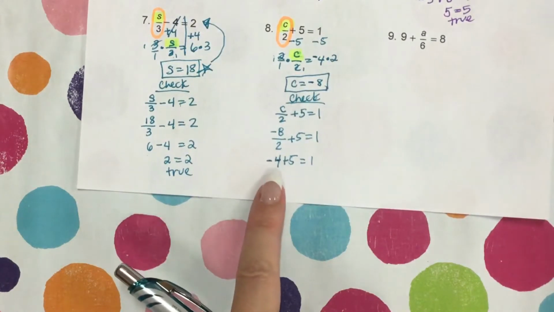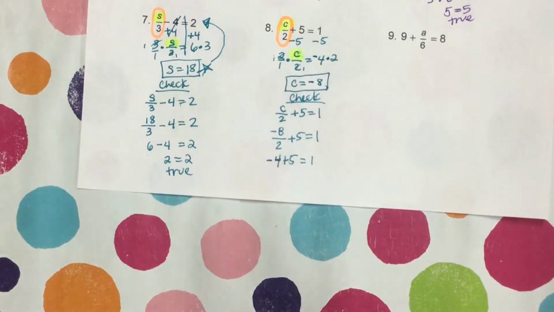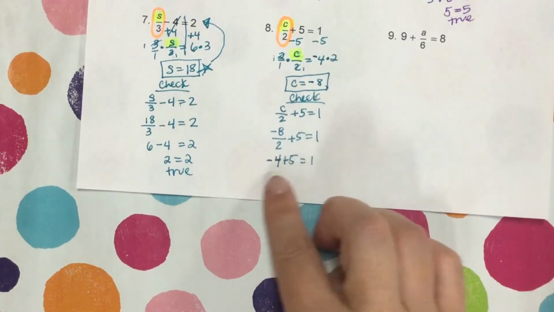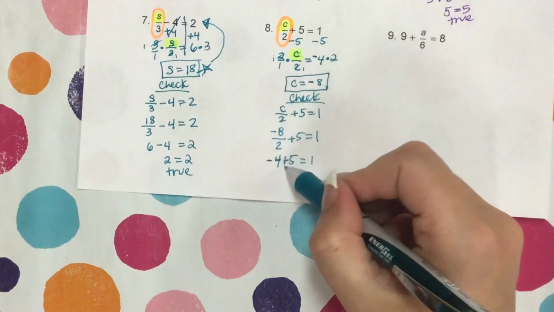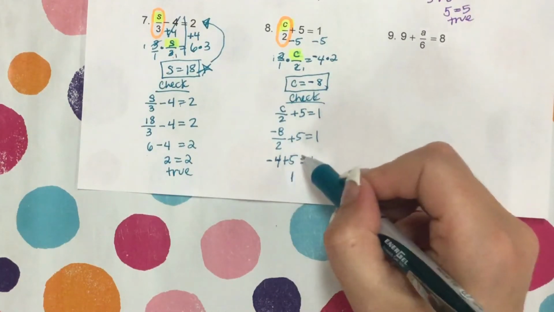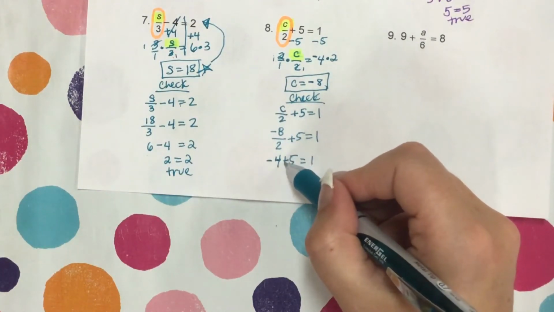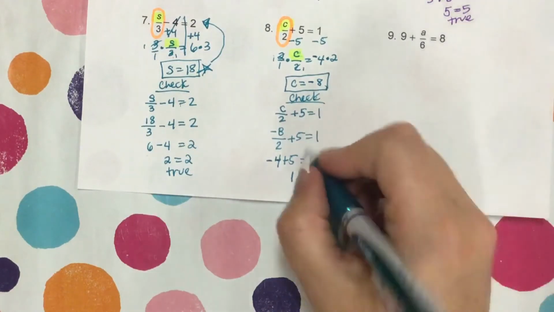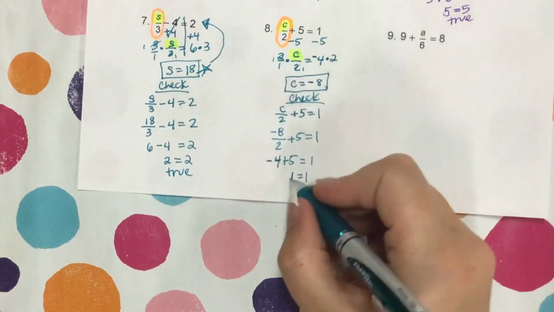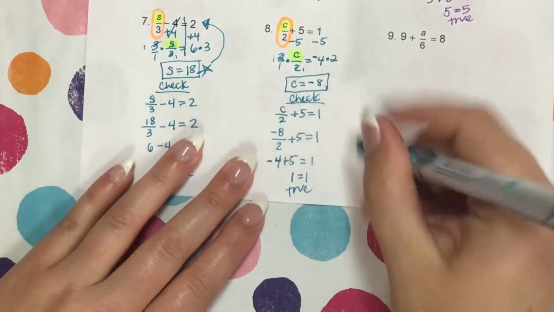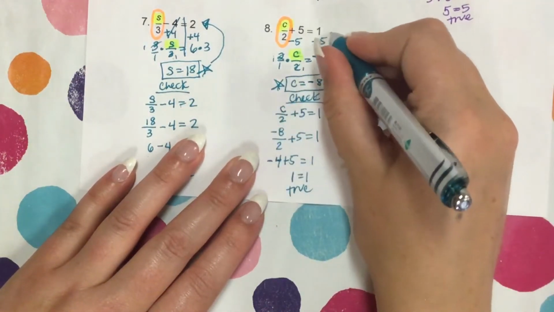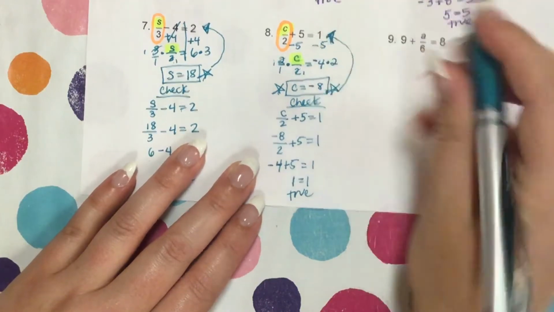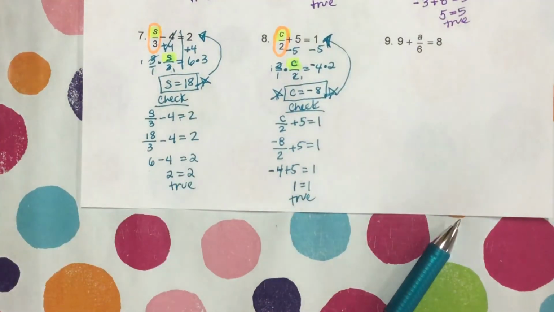Okay, so I have to simplify this right here. I have a negative 4 and a positive 5. So here the signs are different, so I need to take the difference. The difference between 5 and 4 is 1. Which number is bigger? 5 is bigger. 5 is positive, so that means my answer is going to be positive. So I have 1 equaling 1, which is a true statement, which means that c equals negative 8 is the solution to the original equation. If you got that right, good job.